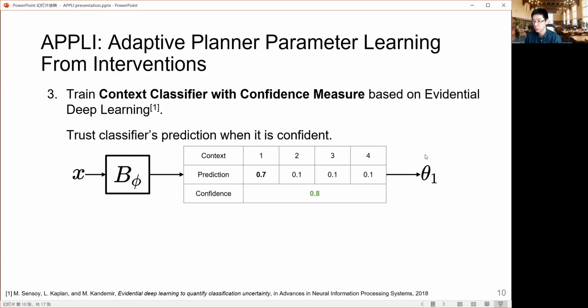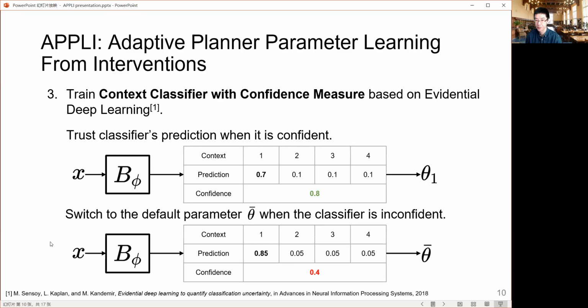And as a result, we use the parameter theta1 learned from this context 1. However, when the confidence is low, even if we may have higher prediction probability, we won't trust that, and instead we use the default standard parameters, theta bar, because this parameter is tuned to be good everywhere. In that case, it should generalize better than those specialized parameters.